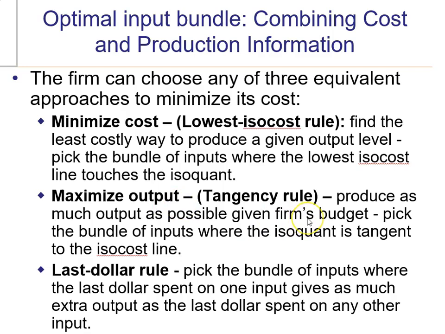This is also known as a tangency rule. So there's two key pieces of information that you need to cost minimize. You need an iso-cost curve. You need isoquants. And so in this approach, maximize output, or the tangency rule, it says for a given level of spending, a given budget for a firm, which we call iso-cost, choose the isoquant that lies furthest from the origin. And the optimal bundle is going to be where these two curves are just tangent. One's a curve, one's a line, but you get the idea.